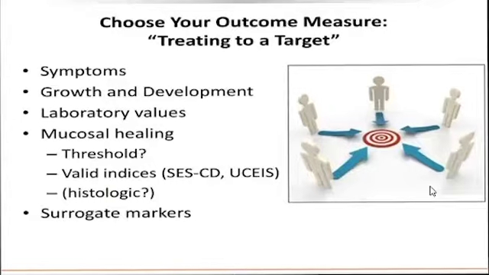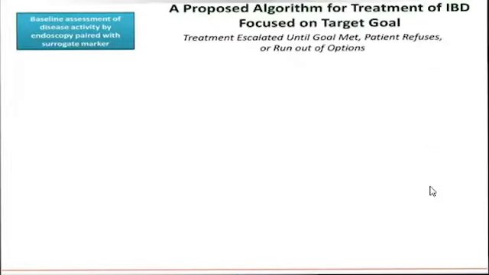So now we choose our outcomes to measure the treatment to target: symptoms, growth and development, lab values, and mucosal healing threshold. We have good valid indices that indicate mucosal healing, and surrogate markers. This is the treat to target strategy. Dr. Nahla spoke about it yesterday. This is a proposal, and I will not go through it because it was discussed yesterday.